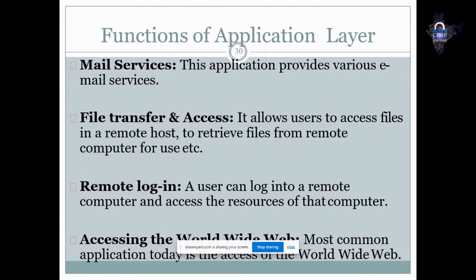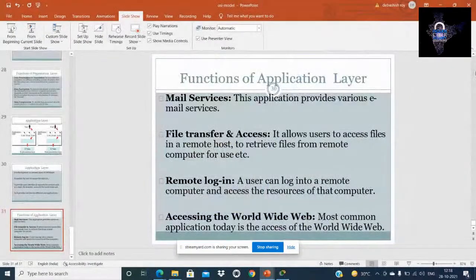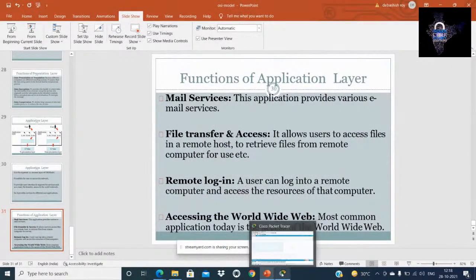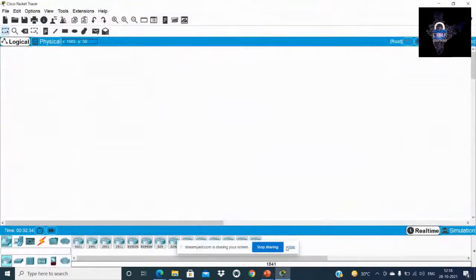Mail services, file transfer and access, remote login. Yes, you have the Telnet protocol or SSH protocol there in this case of application layer. Accessing the World Wide Web, all these things are done in the application layer. So this is about the theory part for the OSI model.